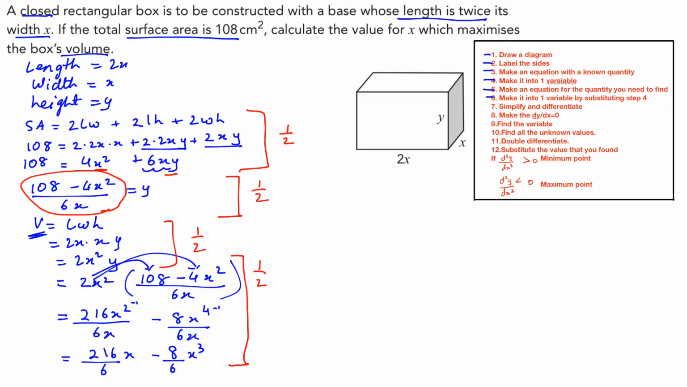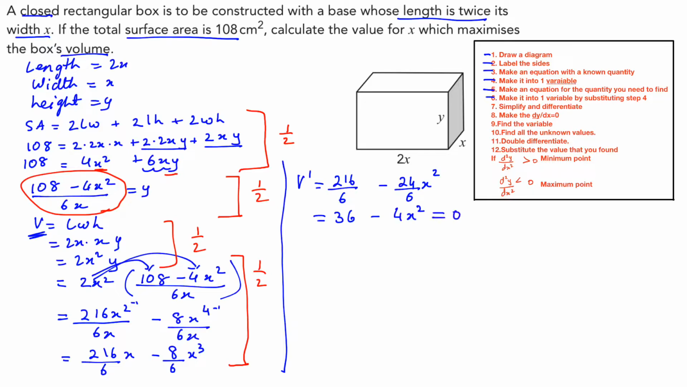Now moving on, we have to differentiate the volume. So it will be V dash is equal to 216. The x will be removed when we differentiate. And 8 multiplied by 3, 24, 6, x square. 216 divided by 6 is 36. And 24 divided by 6 is 4x square. Make it equal to 0.